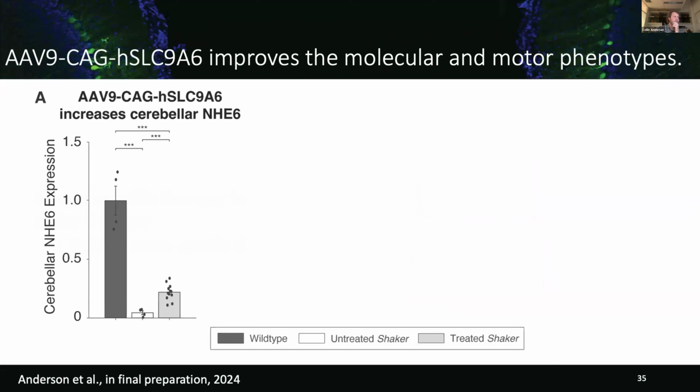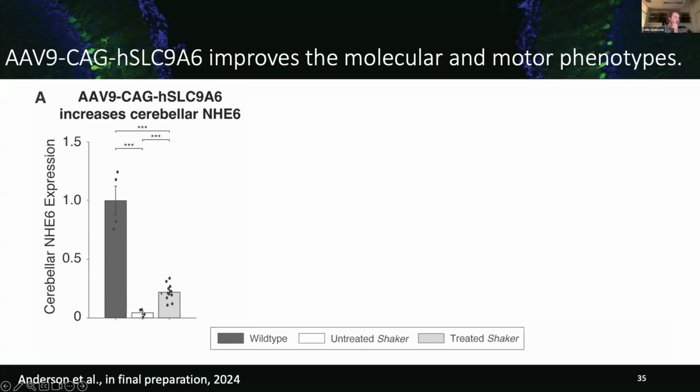So we took a very large cohort and we had several dozen animals that were administered this AAV9 CAG human SLC9A6. And the first thing that we found that was really promising was compared to untreated Shaker rats, basically, we have a very clear separation of groups, high degree of significance that when we administer this CAG-based human SLC9A6 vector, we end up with a small but very significant improvement in the expression of NHE6 in the cerebellum.